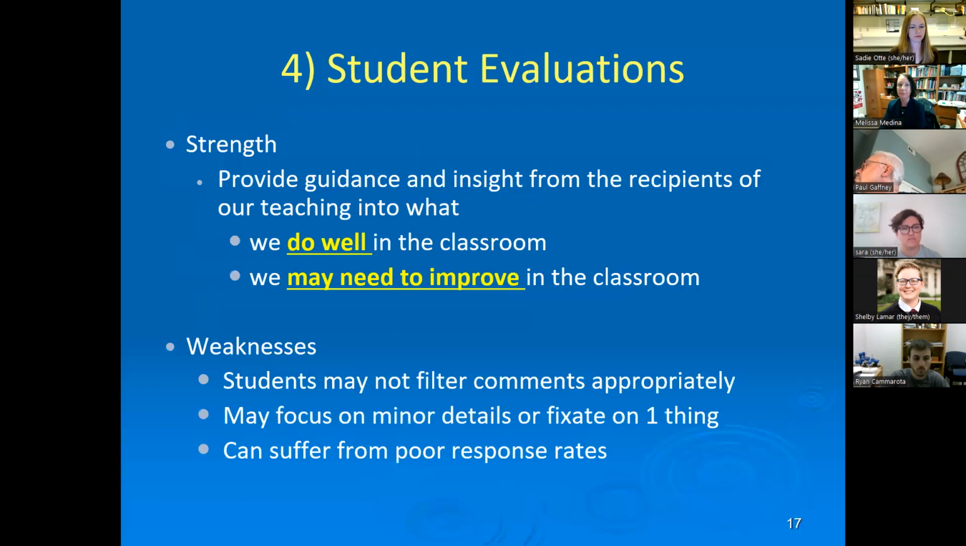And then finally, one of the reasons we're here today, student evaluations are a fourth source of feedback. They are very useful in helping us understand what students perceive that we do well in the classroom and what we need to improve upon. But I have listed just a few weaknesses here. I'm curious if you have any others, you can put those in the chat.